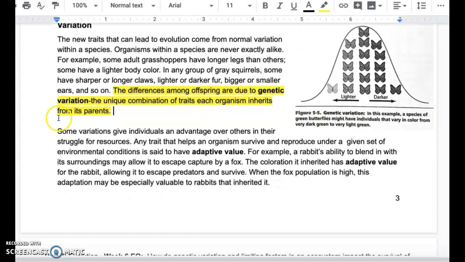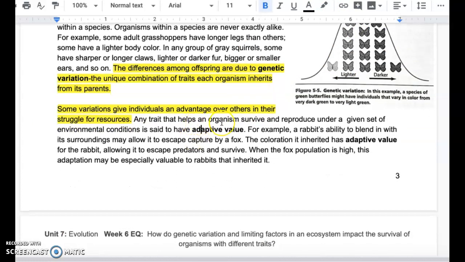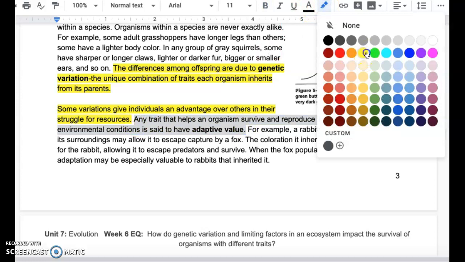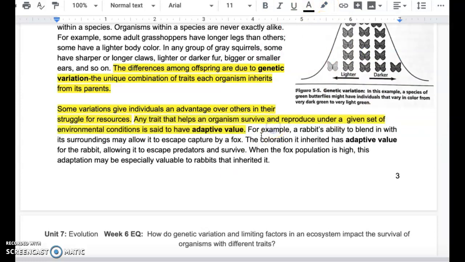I'm going to highlight that. Some variations give individuals an advantage over others in their struggle for resources. I'm going to highlight that. Any trait that helps an organism survive and reproduce under a given set of environmental conditions is said to have adaptive value. That's really important. I'm going to highlight that.